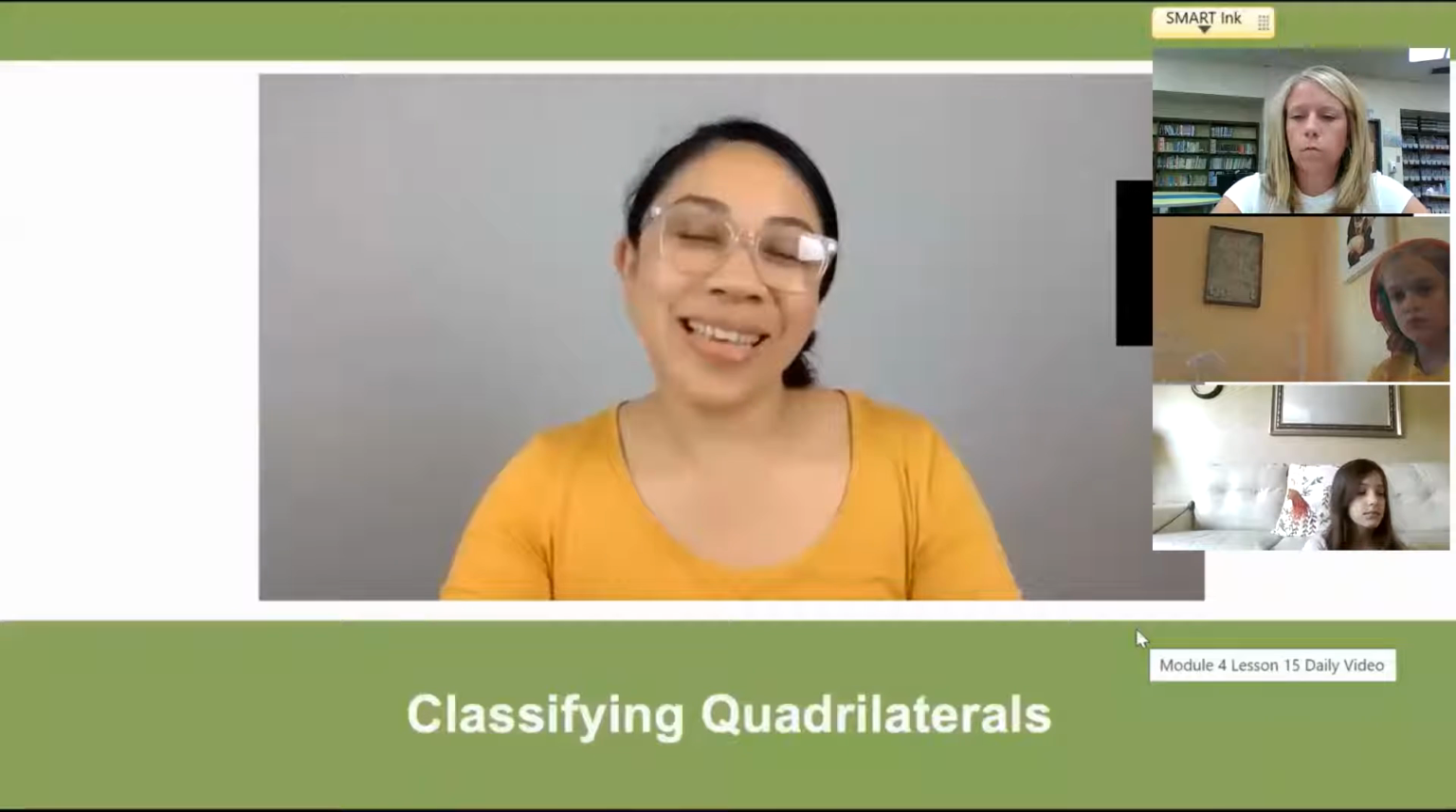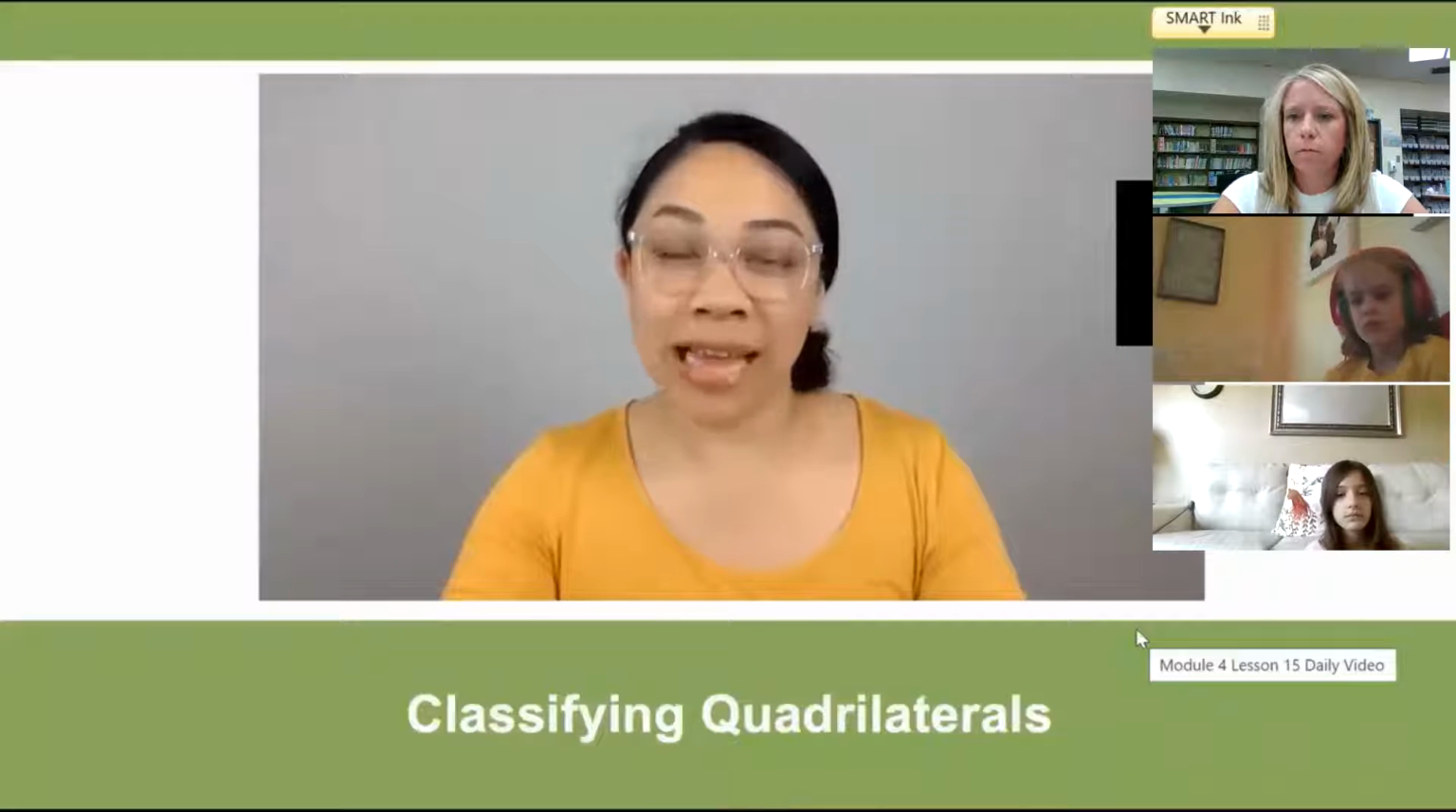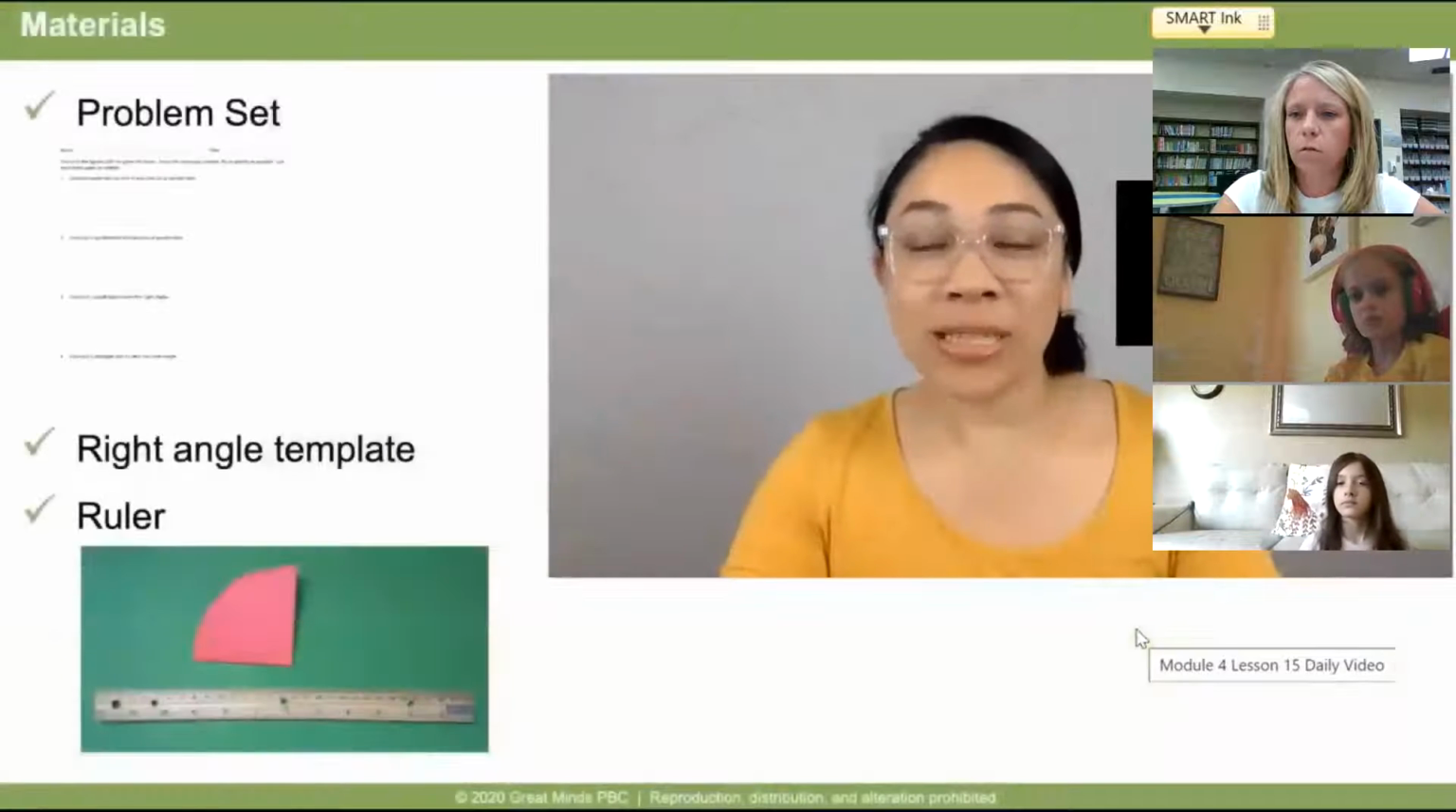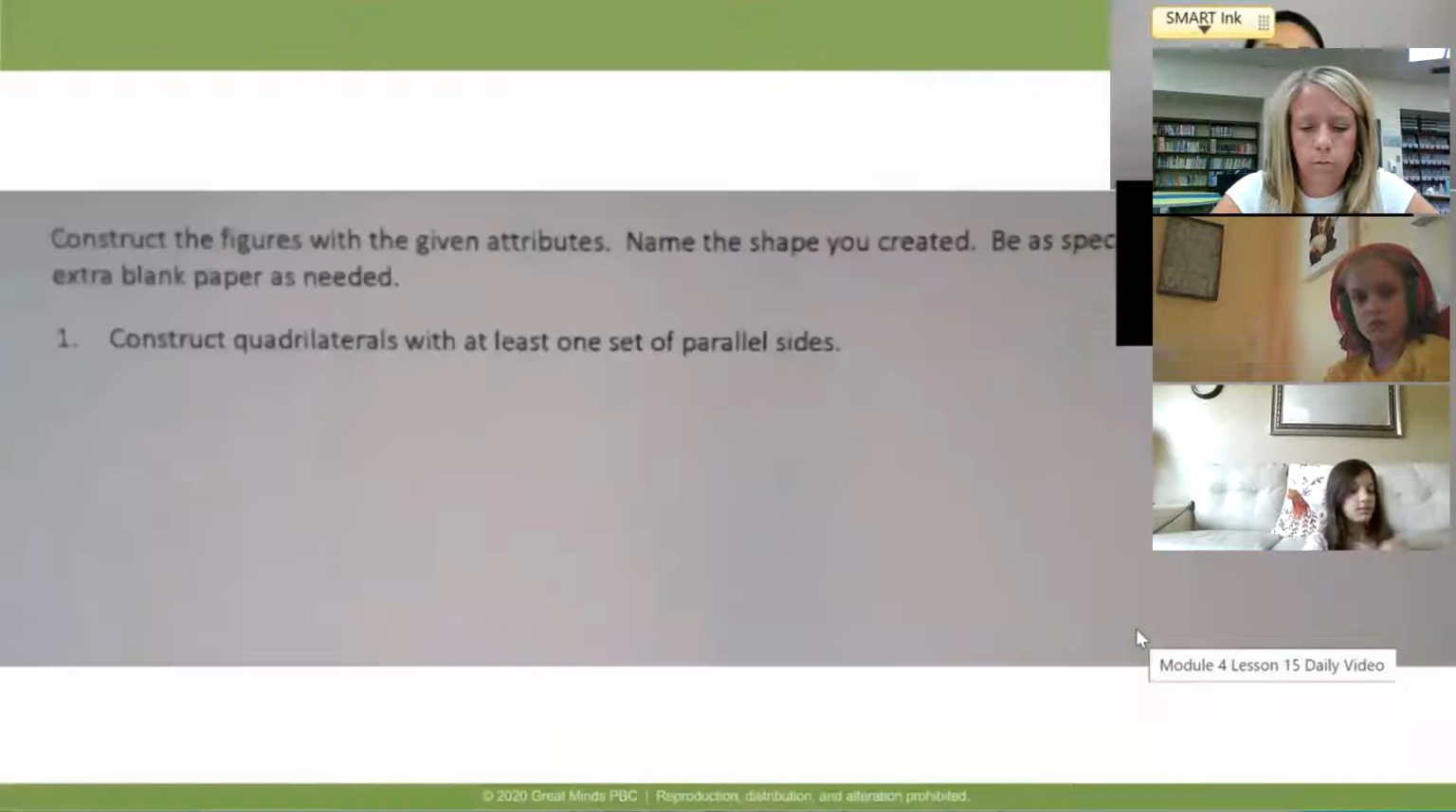Welcome back, friends. Today's lesson is all about classifying quadrilaterals. Here's what you're going to need for today's lesson. Think. What do you know about quadrilaterals? Perhaps you know that they all have 4 straight sides. Some examples are squares and rectangles.